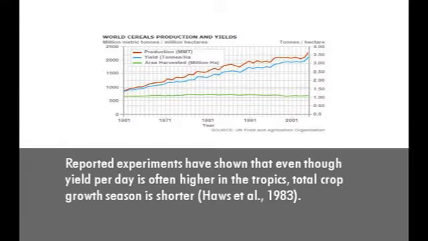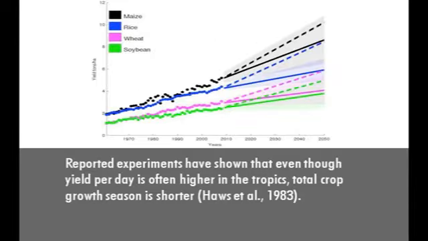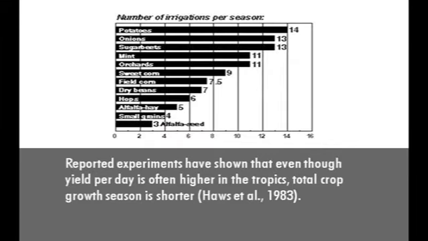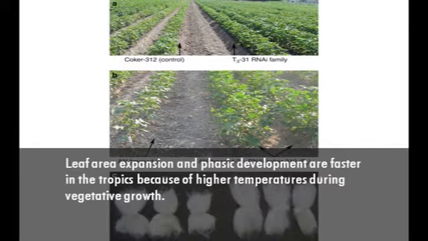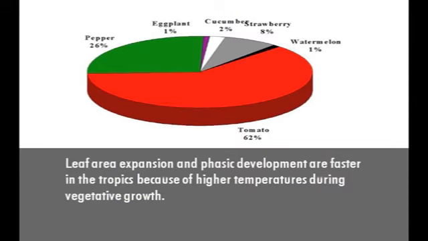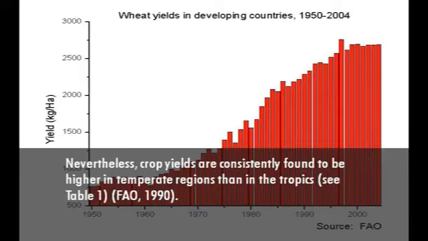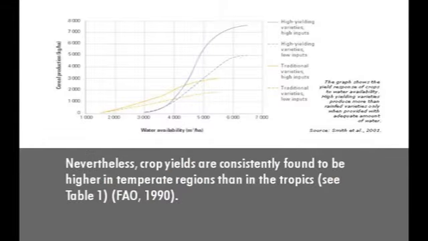Reported experiments have shown that even though yield per day is often higher in the tropics, total crop growth season is shorter. Hawes et al., 1983. Leaf area expansion and phasic development are faster in the tropics because of higher temperatures during vegetative growth. Nevertheless, crop yields are consistently found to be higher in temperate regions than in the tropics.